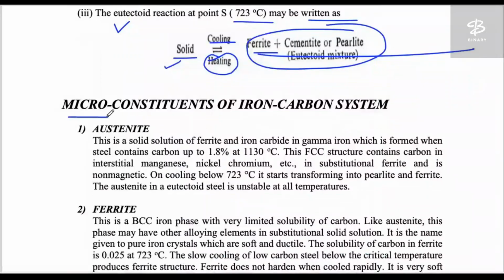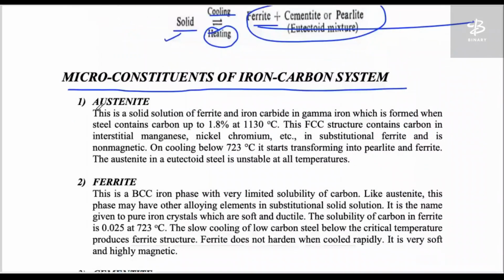Now come to the micro-constituents of the iron carbon system. First thing is austenite, right? We've discussed austenite. So what is austenite? This is a solid solution of ferrite and iron carbide in gamma iron, which is formed when the steel contains carbon up to 1.8%. At what temperature? The temperature is 1130 degrees C, right?